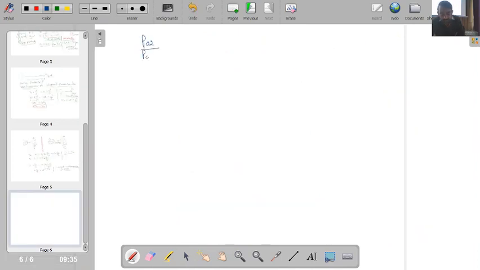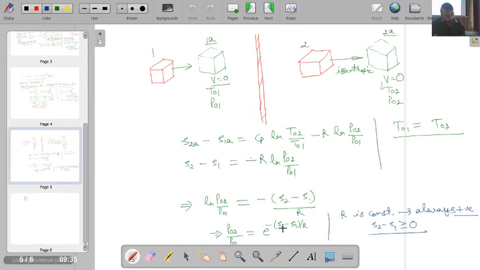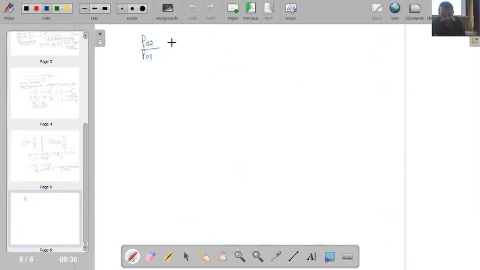P naught 2 by P naught 1 will always be, you tell me, this S2 minus S1 is positive, R is positive, and I am taking the exponential of minus a positive quantity. So it means from P naught 2 to P naught 1 ratio I will have nothing but an exponential decay. Okay, so it means from here I will get that this will be less than 1 and I will have P naught 2 always less than P naught 1.